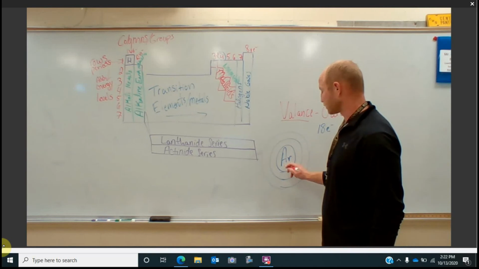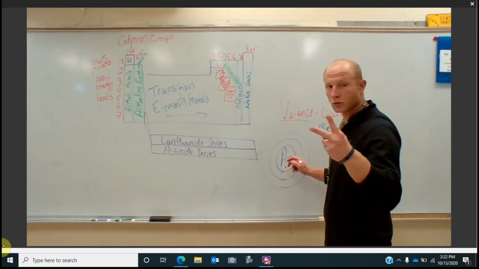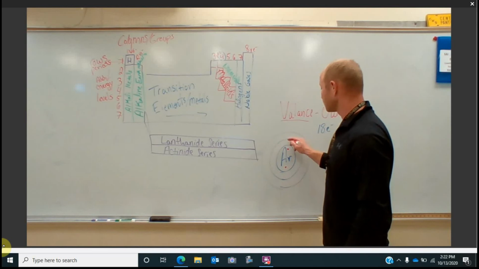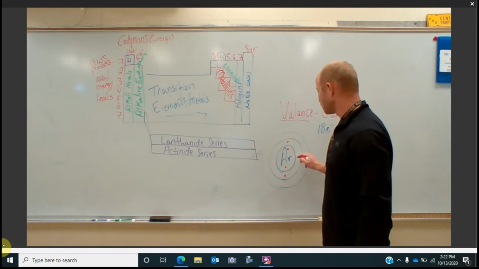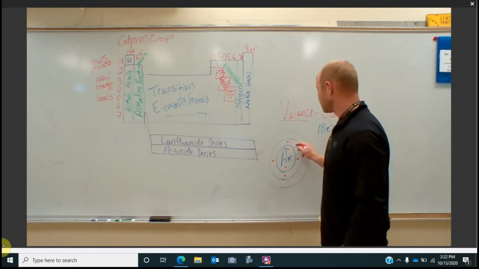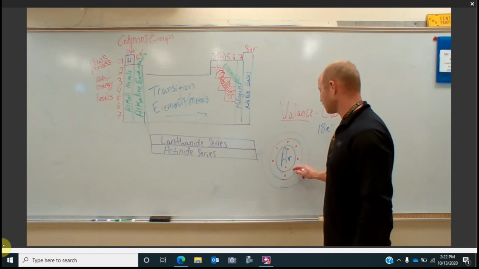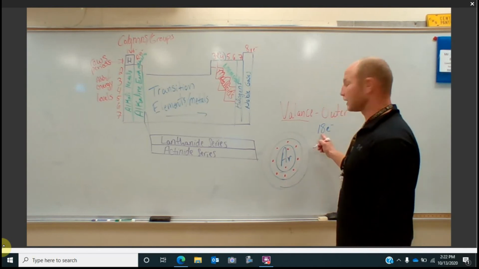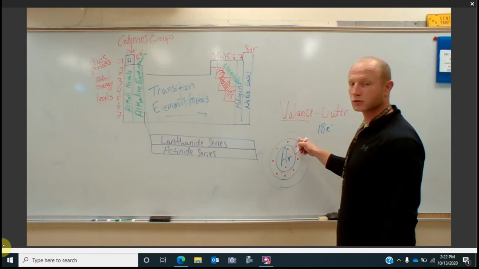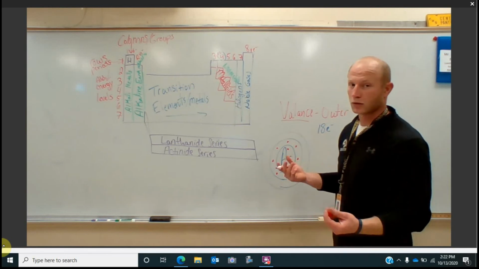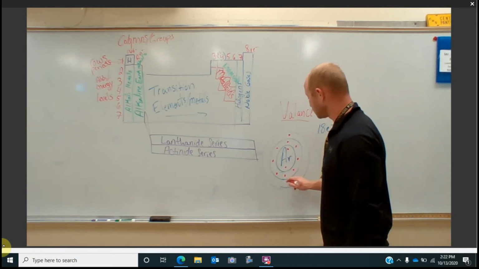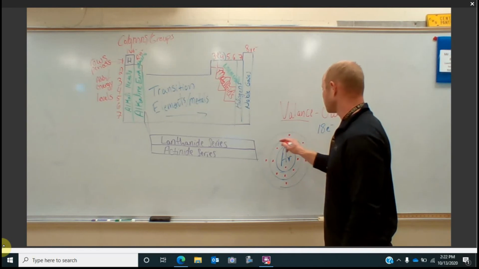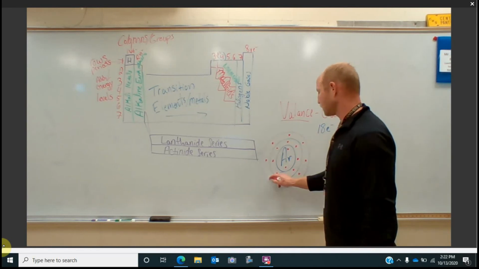If I start here on my first energy level, we know the first energy level can only hold up to 2 electrons. So 1, 2. Let's start over and fill this guy up to 8. 1, 2, 3, 4, 5, 6, 7, 8. So I have 8 here. I have 2 here. I have 10 so far. I need 18 total. So now let's jump to our outermost energy level. And so I need 8 more, right? So 1, 2, 3, 4, 5, 6, 7, 8.